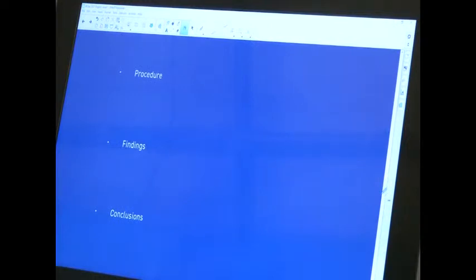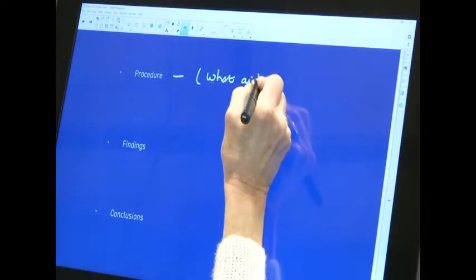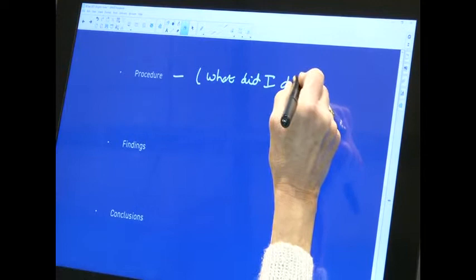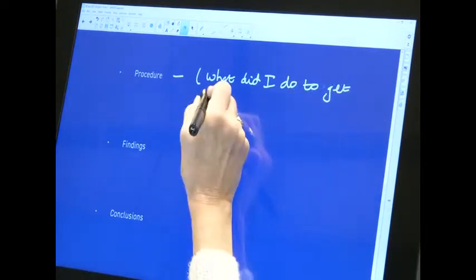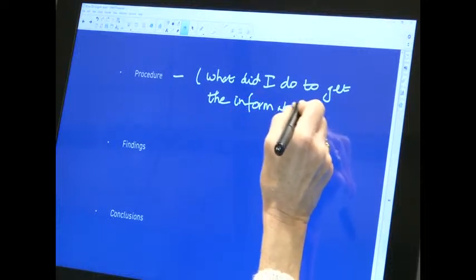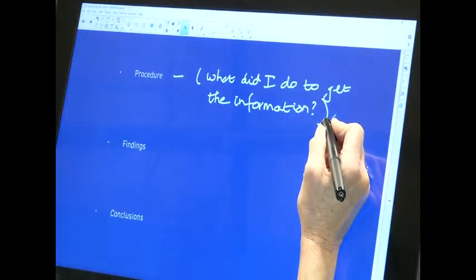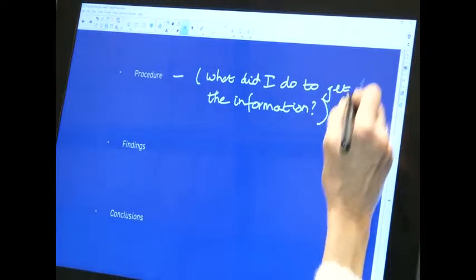Now these can be difficult. It wouldn't be difficult if you actually did the report, if you did all the investigation, because by doing it, you would know what you did. So your procedure is basically answering the question, what did I do to get the information? Did I phone somebody? Did I visit a company? Did I question the workers? What did I actually do? So that's got to be in your mind.